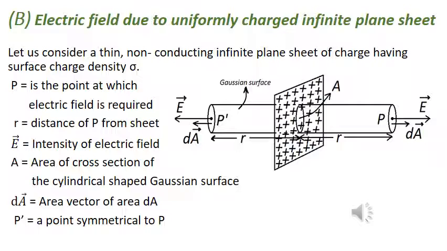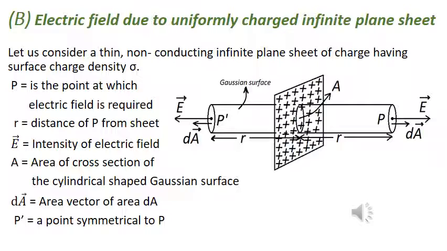The next application of Gauss theorem is electric field intensity due to a uniformly charged infinite plane sheet. Here the sense of infinite plane sheet is that the point of observation at which we are going to find the electric field intensity is very close in comparison to the area of the sheet, so that we can consider the area of the sheet as infinite.